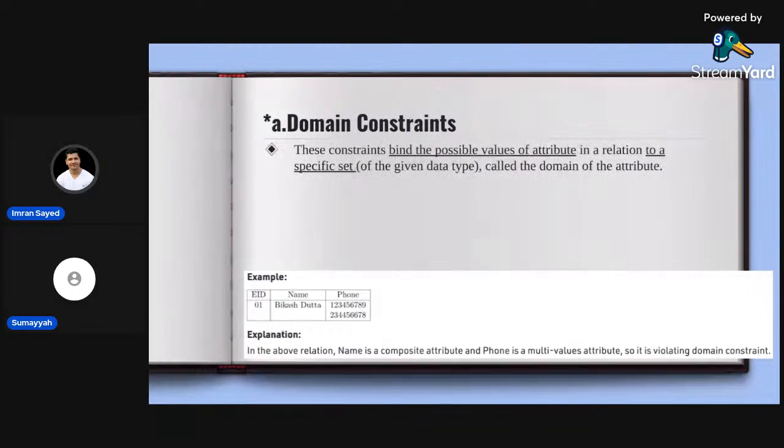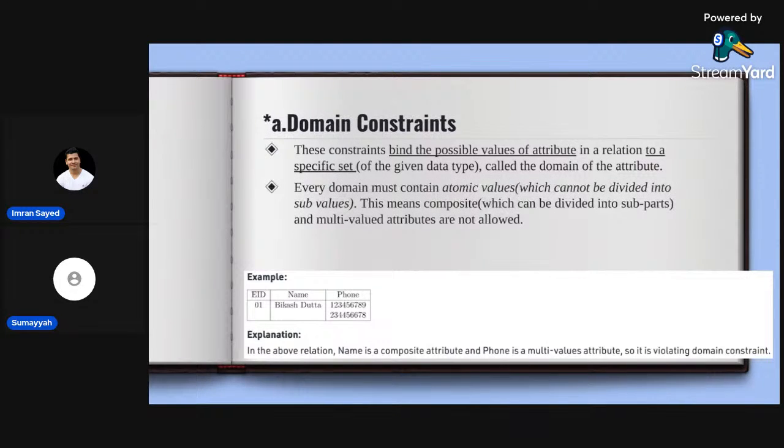These constraints bind possible values of the attributes in relation to a specific set. It binds attribute values to a specific set of a given data type called the domain. Every domain must be atomic, containing atomic values which cannot be divided into sub-values. This means composite values and multi-valued attributes are not allowed. When we talk about domain, we have to remember atomic, no composite, no multi-valued. It has to be single valued.